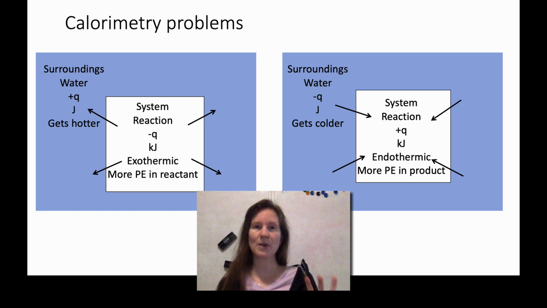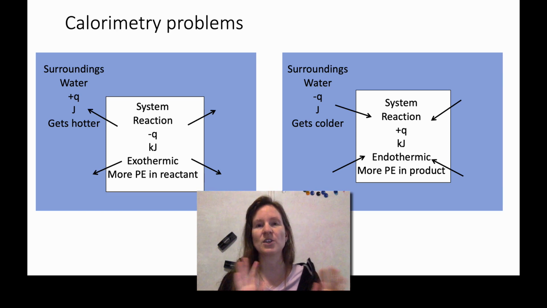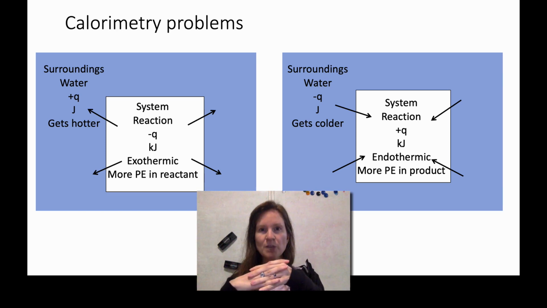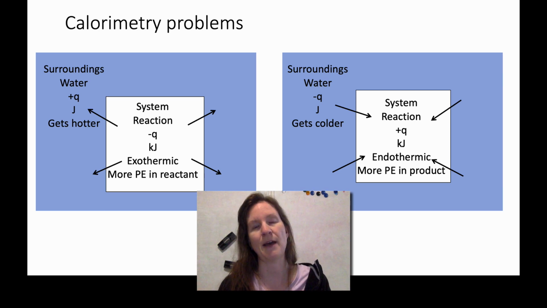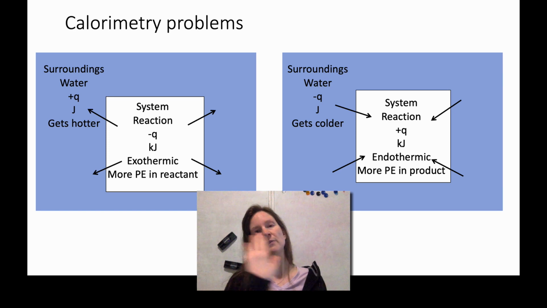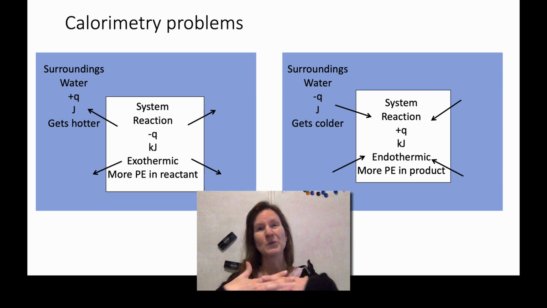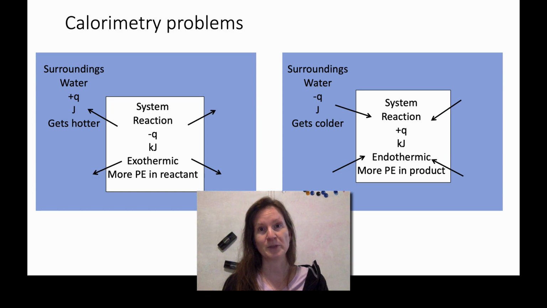There are tons of different problems that we can solve with these depending on how we set it up. But the main concept here is that Q equals negative Q. That's the connecting factor between my system and my surroundings that allows me to do the math. If I'm doing math for my water, it's MC delta T. If I'm doing math for my reaction, I'm using thermochemical equations. If I'm relating the two, I'm relating them through Q. So there's your basic foundation for calorimetry problems.